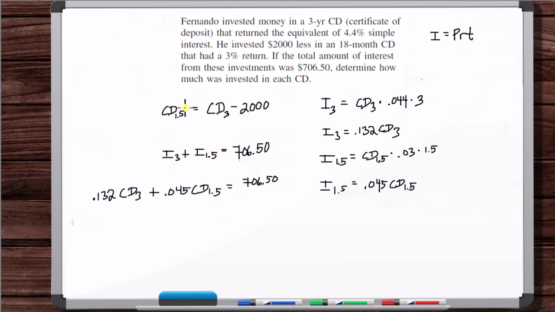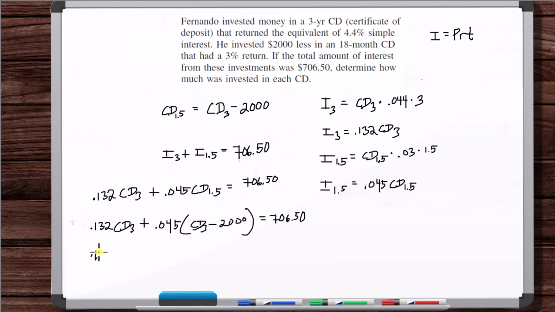Okay, so now let's just substitute CD 1.5 in here, and then we'll have a linear equation in one variable that we can solve for CD3. So 0.132 CD3 plus, and this is CD 1.5, which is CD3 minus 2000. There we go. This is a linear equation in one variable. Let's just solve for CD3.